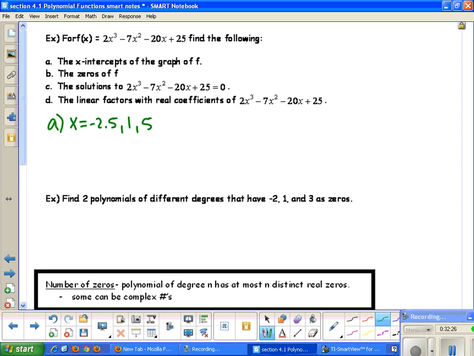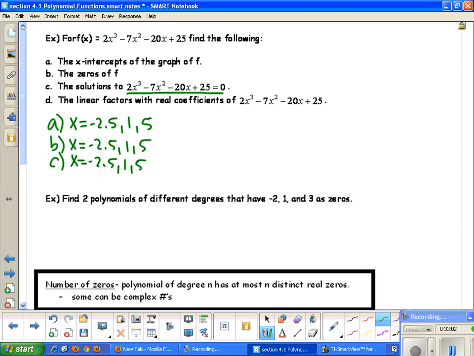So the zeros of f would also be the same thing. So the zeros are negative 2.5, 1, and 5. The solutions to the equation, when you solve this, are the same thing, because that is what happens when you plug those numbers in. You get 0 for a remainder. Thus, we know that they're going to be the solutions to your equation. Sometimes they're called the roots instead of the zeros. And that means x equals negative 2.5, 1, and 5.